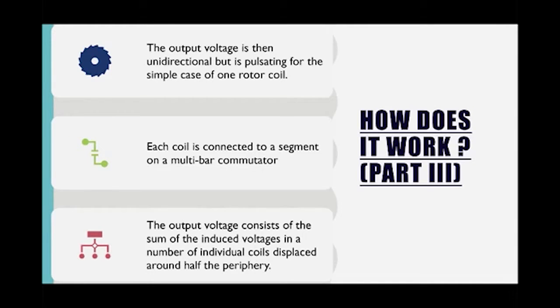Then each coil is connected to a segment on a multi-bar commutator. Later, the output voltage consists of the sum of the induced voltage in a number of individual coils displaced around half the periphery.